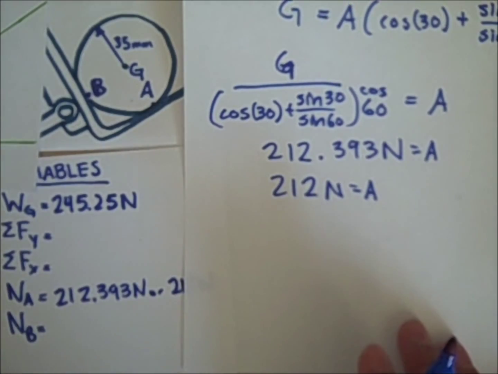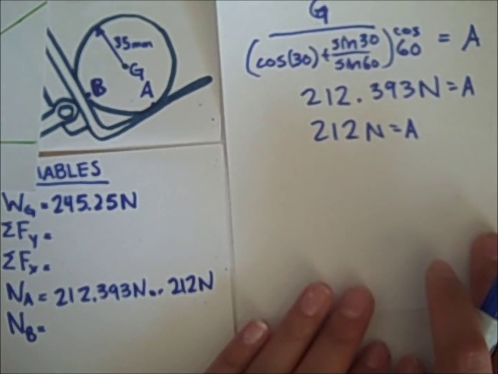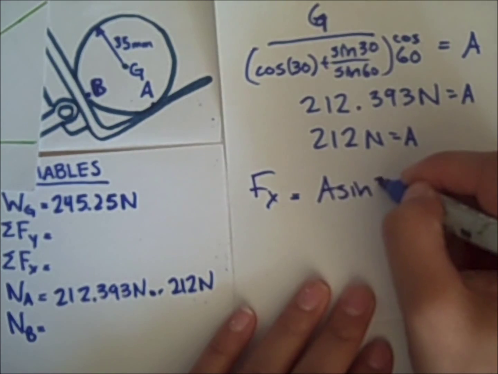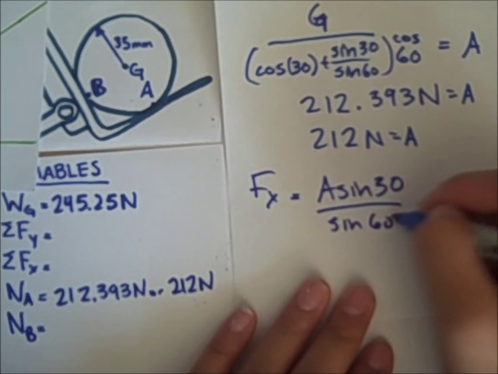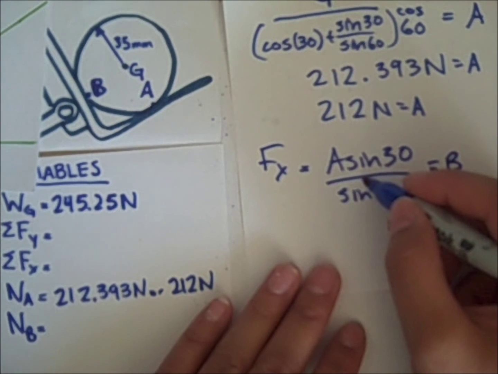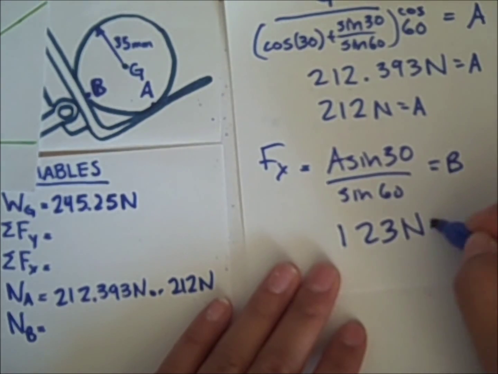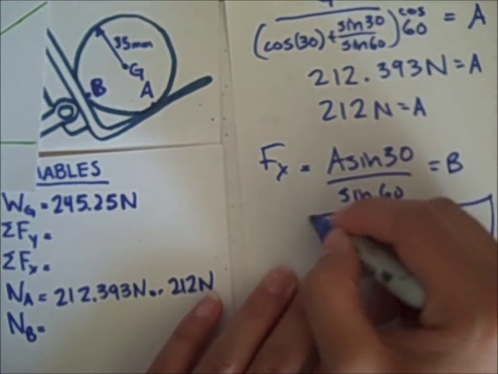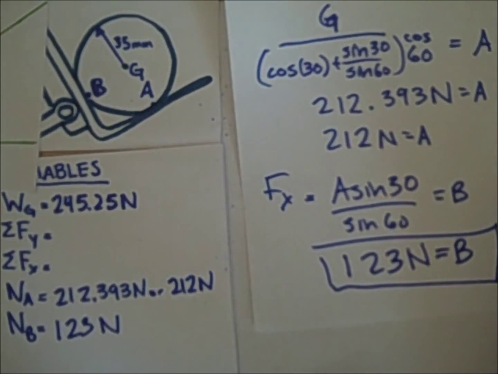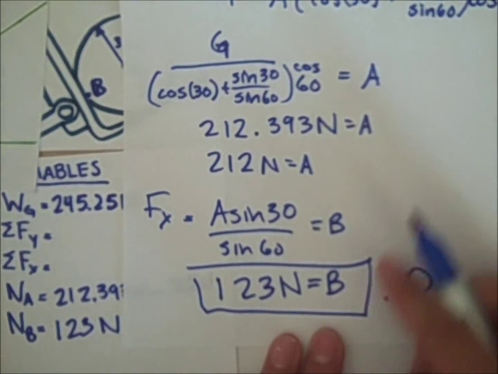Okay. Alright. So now that we have our N of A, we're going to plug it back into our sum of F x equation, which was A sine 30 over sine 60 equals B. Plug in our A, and then after you plug in your A, we should get B equals 123 newtons. Alright, and that means we found the normal force of A, and we found the normal force of B.